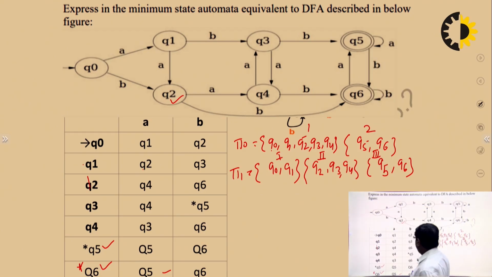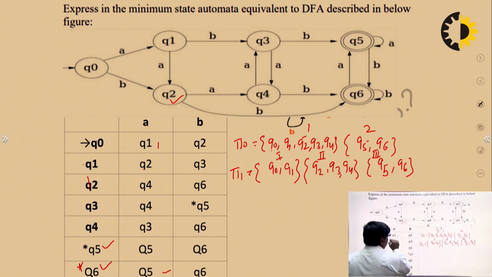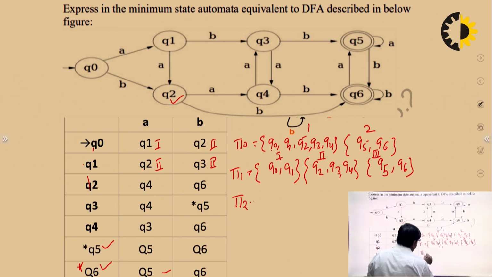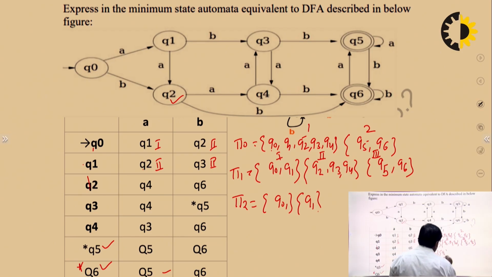Now check Q0, Q1. Now it is Q0, now Q1, that is set 1. And now here is Q2, that is set 2, Q1 that is set 2, Q3 that is again set 2. It means Q0, Q1 do not have a similar behavior. They lie in different sets. Now, that is the second iteration. It means Q0 does not have a similar behavior with Q1.